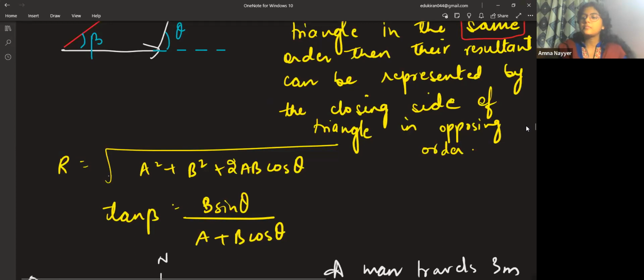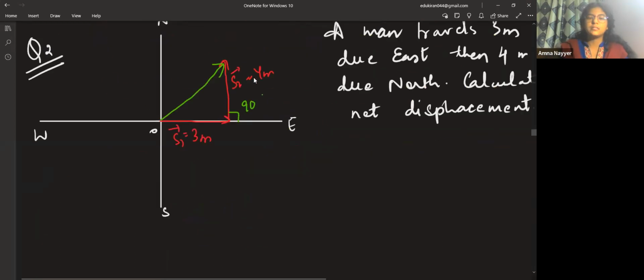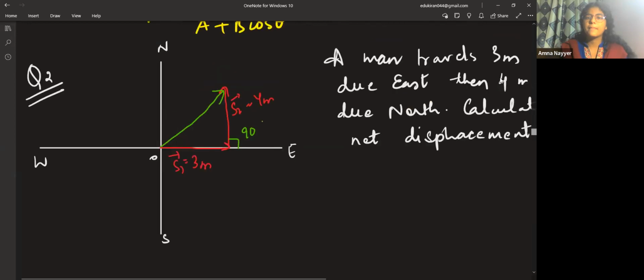See, suppose this is a question. A man travels 3 meter east, right? Then 4 meter north. Just do one thing, note it down further, then I'll discuss this question.